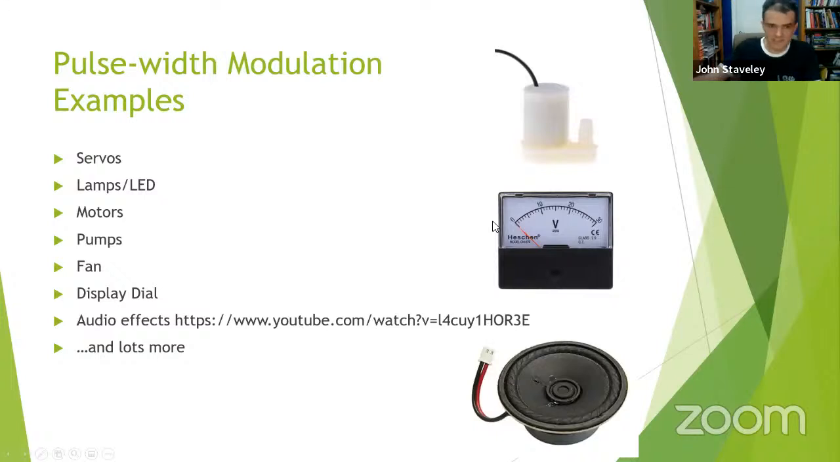So, examples of things you can control using pulse width modulation: servos, continuous or directional. You saw an example of a continuous servo there that changes speed and direction based on the pulse width. Lamps or LEDs, a classic dimmer switch, motors, pumps, fans, display dials, and lots more. This is a YouTube video of someone who's programmed PWM to play the Star Wars theme tune through the speaker. That's just quite a cute example, I thought.